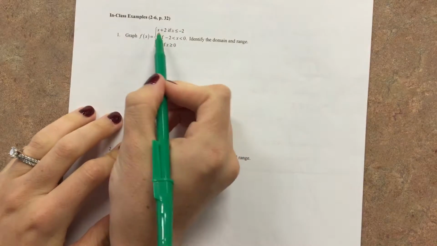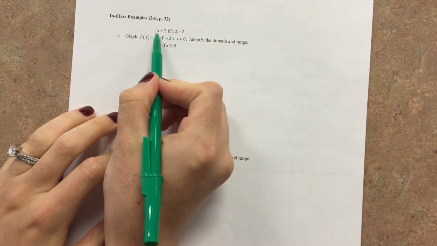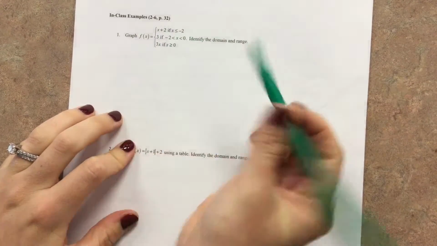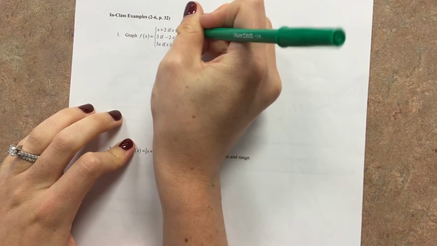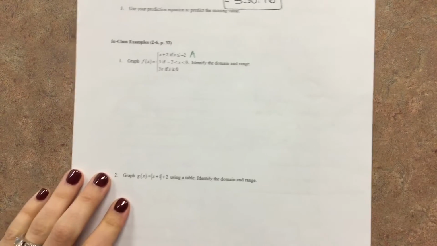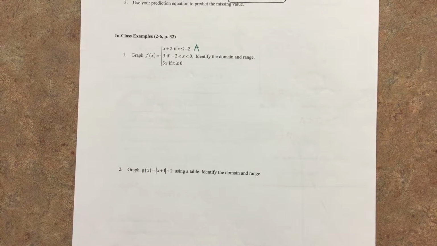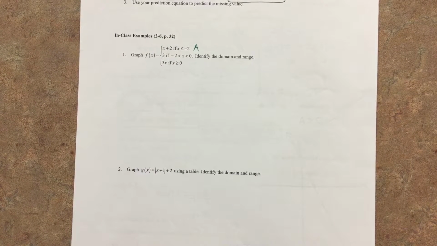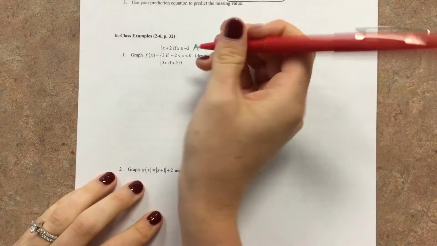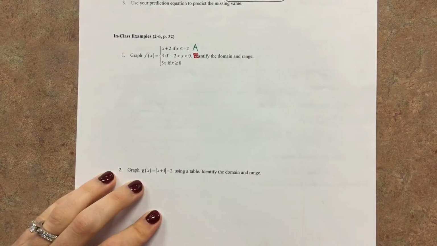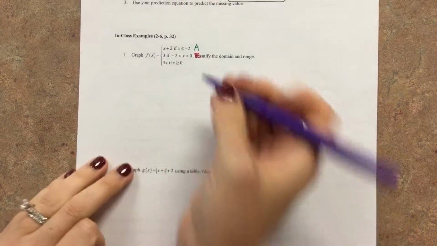super segmented. This first one right here, the function x plus 2, if x is less than or equal to -2, I want you to label that a. So we're gonna have 3 different functions in 3 different pieces. Okay, so that one's a. The next piece of the piecewise function, we're gonna label this b, and then the last one will be c.